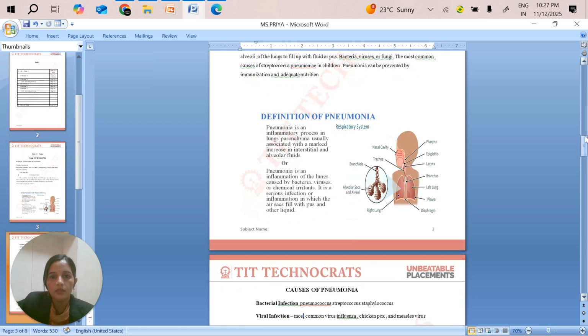Then, next, definitions of pneumonia. Pneumonia is an inflammatory process in the lung parenchyma, usually associated with a marked increase in interstitial and alveolar fluids. Next, another definition of pneumonia. Pneumonia is an inflammation of the lungs caused by viruses, bacteria, and chemical irritations. It is a serious infection and inflammation in which the air sacs are filled with pus and other liquids.